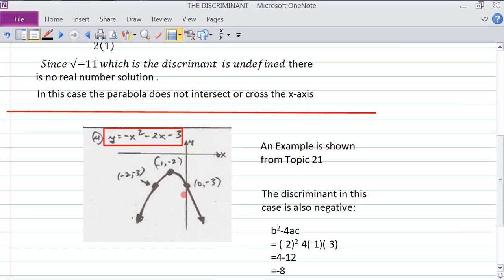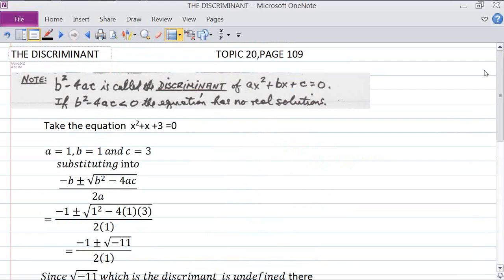Yes, it crosses the y-axis, but it never crosses the x-axis. The origin is right here. This is 0, 0, right here. So do you see this graph going up? Do you see it crossing the x-axis in any way? No, it doesn't. Okay, so that completes our discussion of page 109.